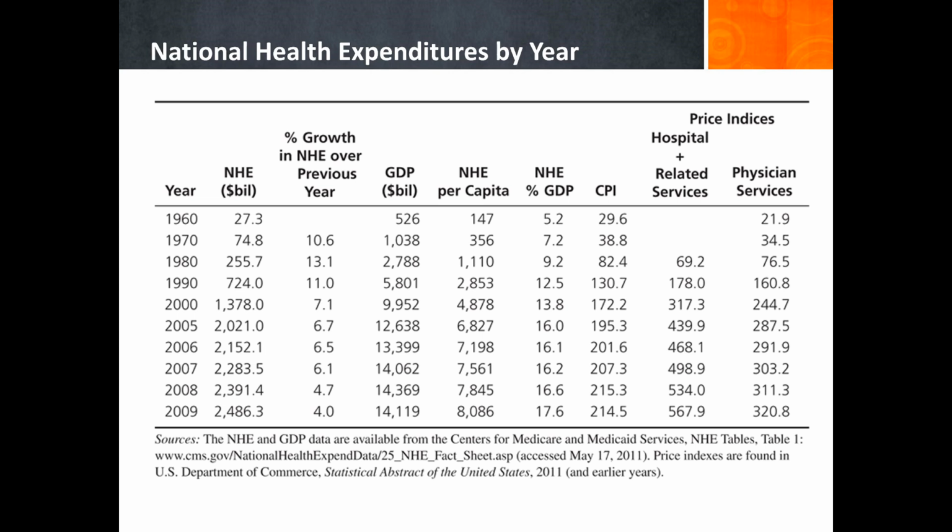The reason why we do this is we say we want to see how much goods are going up in general year over year. And then we can compare that to other industries to see if there's differences. So the CPI in 2009 was 214.5, yet hospital and healthcare related services was 567. And if you just look at physician services, it was 320.